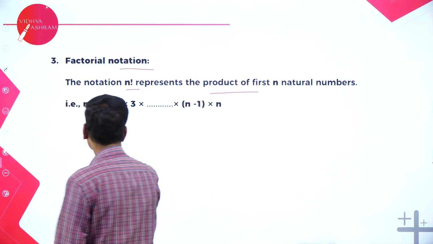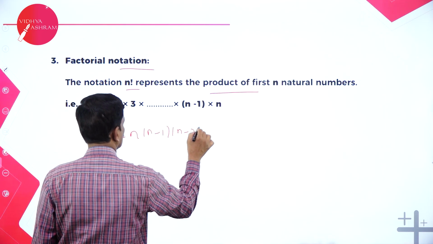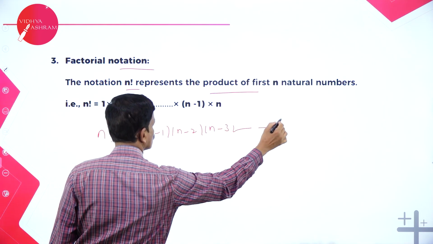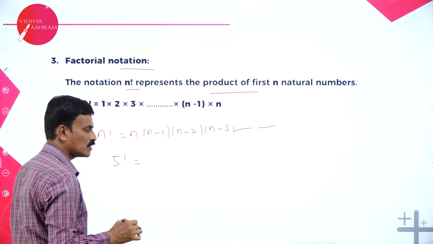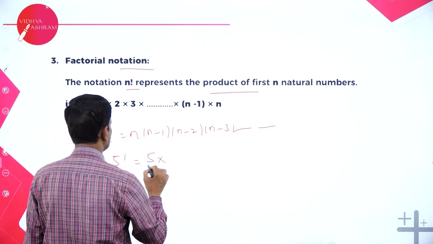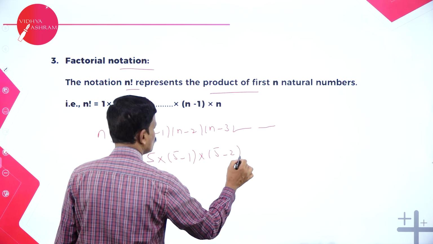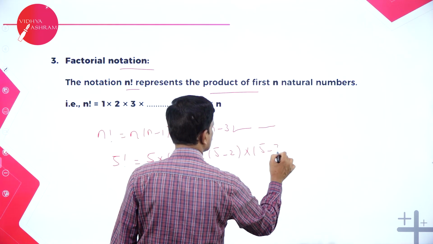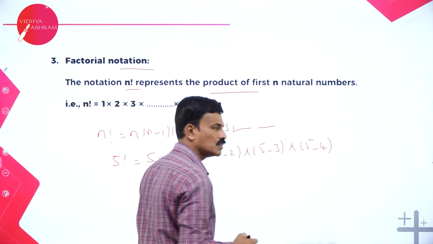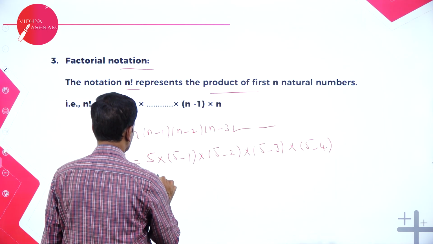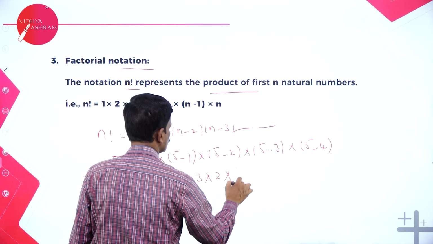So, n factorial can also be written as n into n minus 1, n minus 2, n minus 3, etc. For example, let us take 5 factorial. 5 factorial can be written as 5 into 5 minus 1 into 5 minus 2 into 5 minus 3 into 5 minus 4. Right. So, that is nothing but 5 into 4 into 3 into 2 into 1.